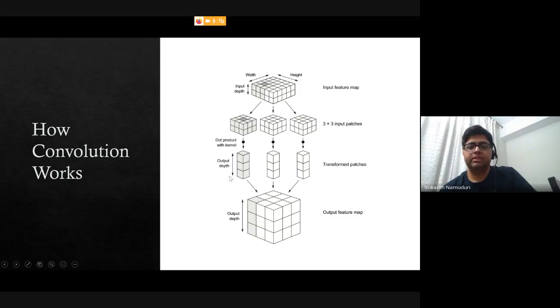Like I mentioned, there are three different patches being used. That's why the depth of the feature map is 3. So this is what we mean by the depth. You can see here. And for the sake of the next layer, all these three transformed patches are put together. So that is how you create the output feature map, where the depth is decided by the number of patches you use, also referred to as filters.